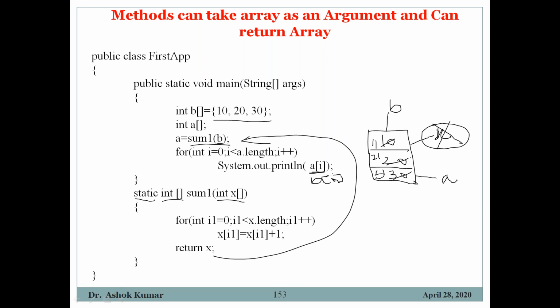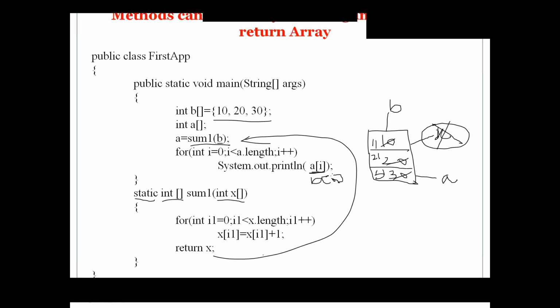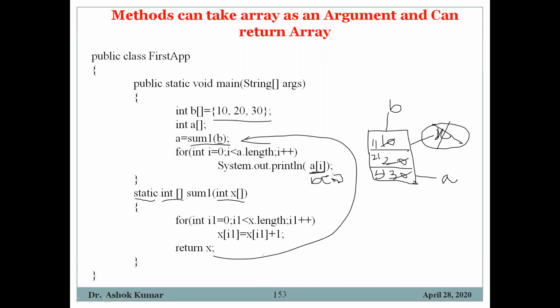So the important point is when you pass arrays to methods, the arrays are passed by reference, right? And when you return the array from one method to another, then the variable that is referring to it in the method will be unhooked. As in this case, this x will be unhooked from this memory block.